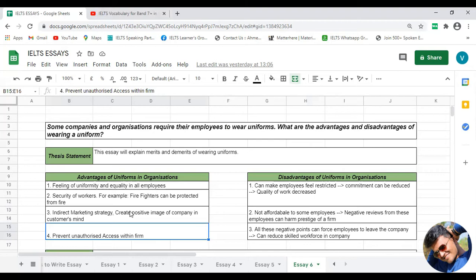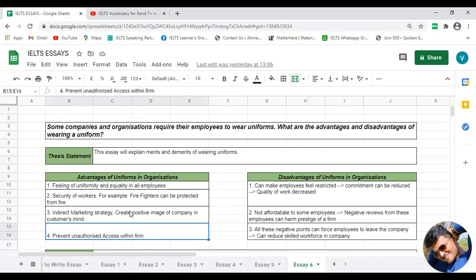It is quite easy to identify those kind of individuals from the others who have already worn the uniform. So by means of wearing a uniform within the firm, it can also become helpful to identify certain individuals who are trying to do something bad within the firm during some period of time.